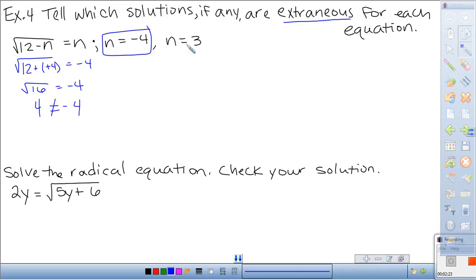And we can try 3 and see how that works. So we have the square root of 12 minus 3 equals 3. 12 minus 3 is 9. The square root of 9 is 3, and 3 does equal 3. So our extraneous solution would be -4. In this kind of problem, when they want you to tell which one is the extraneous solution, you're choosing the one that does not work. So your answer then is n is -4 because that's the extraneous solution. It's the one that does not work.